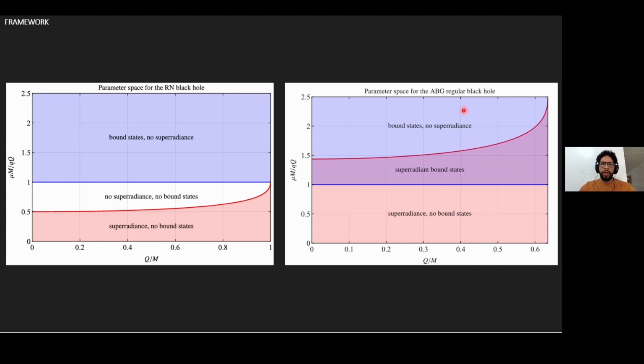Now we show the parameter space for ABG black holes. What we may observe is that for ABG black holes, both superradiance and bound states coexist in the same region of the parameter space. And here, at this portion of the parameter space, we may have superradiant bound states, which are of interest when we are talking about instability.